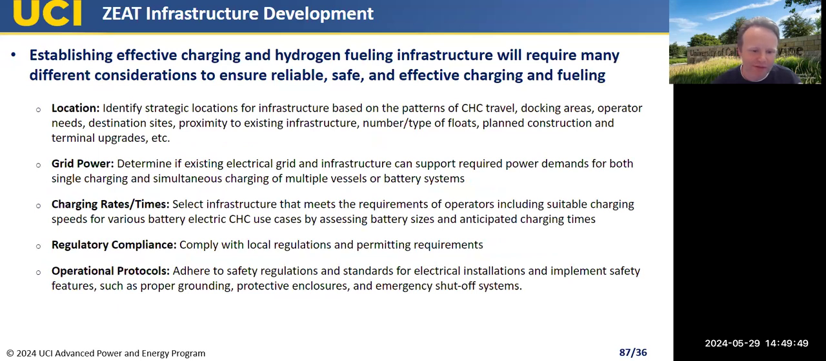So as these owner operators or whoever's developing the infrastructure start to do it, they need to consider location. For example, if there's a terminal that's slated for an upgrade anyway, that might be a good opportunity to upgrade the ZEAT infrastructure there because it's more cost effective and simple to do it at the same time. You have to consider what grid power you have, what are your charging rates and times. Are you going to be able to work through the regulatory compliance with the utilities and the port authorities and the cities all together overlapping? Do you have operational protocols in place? Next slide.